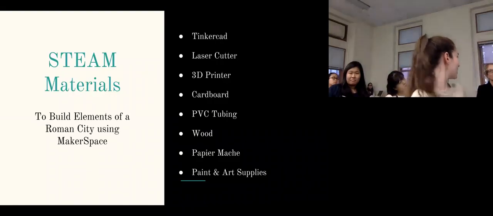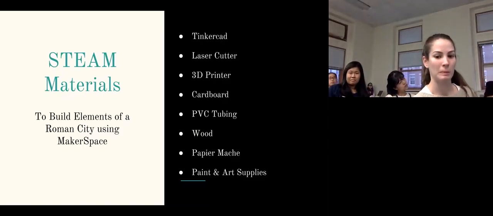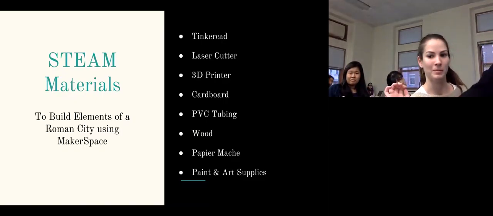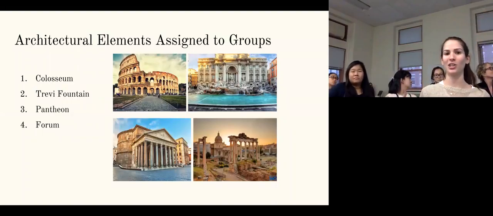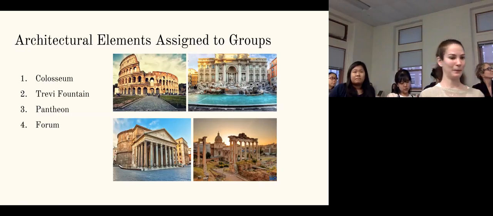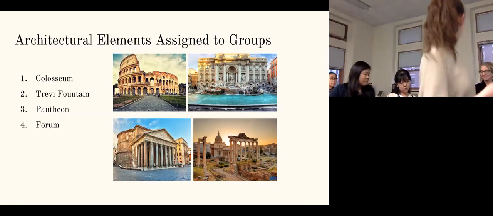So I just click down the arrow on the right. Thanks. And these are the four architecture elements that will be assigned to each group: the Colosseum, the Trevi Fountain, the Pantheon, and the Forum. And I'm passing it along. Who's next?